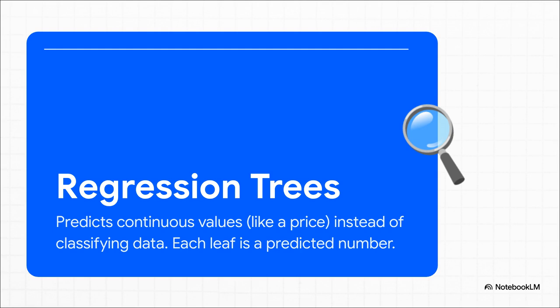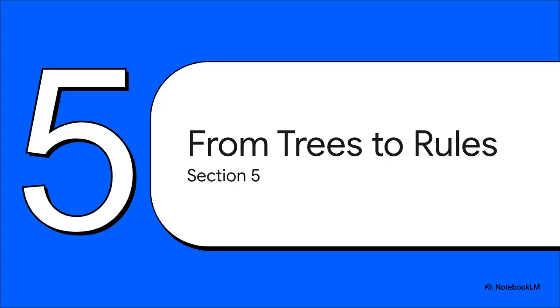There's a variation called a regression tree. It works in pretty much the same way, but instead of predicting a category, it predicts an actual number. So, for example, it could be used to predict the price of a house or how much a customer is likely to spend.